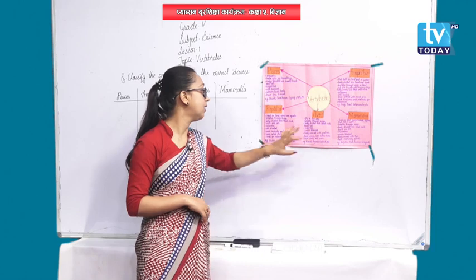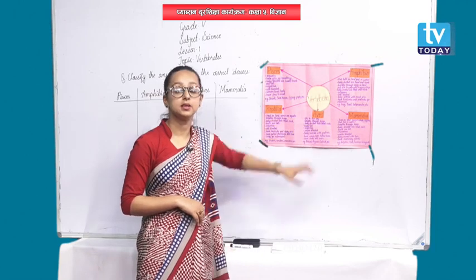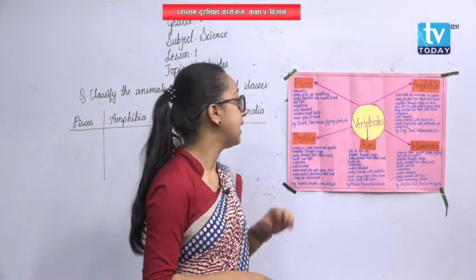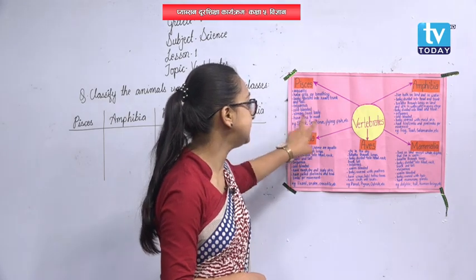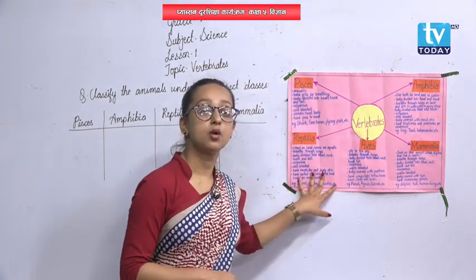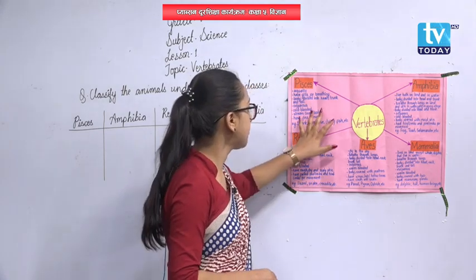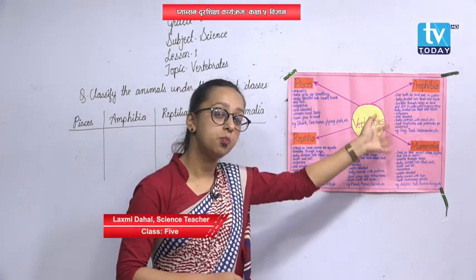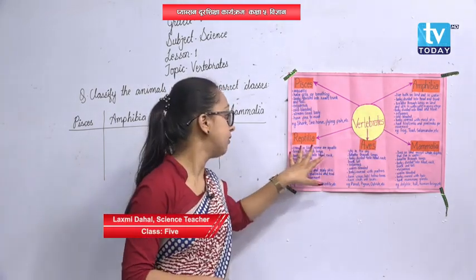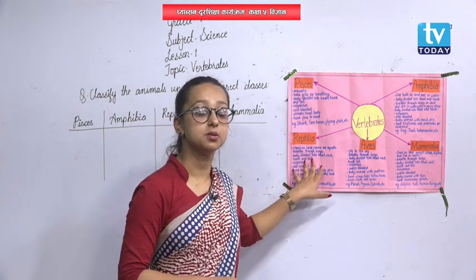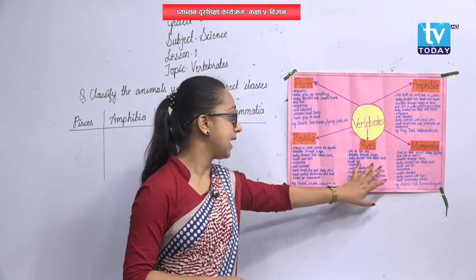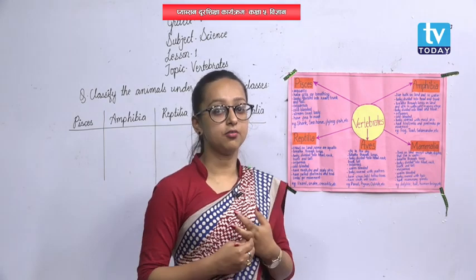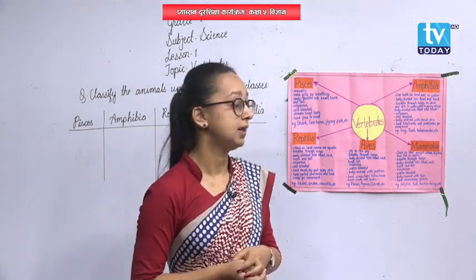Pisces, Amphibia, Reptilia and Aves, they all are oviparous animals. They reproduce by laying eggs. In a similar way, Pisces, Amphibia and Reptilia are cold-blooded animals. Pisces are aquatic, found in water. Amphibia live both on land as well as in water. Reptilia, some of them are aquatic, but mostly they are terrestrial. Aves fly in the sky. Mammals, except whale and dolphin, are terrestrial.